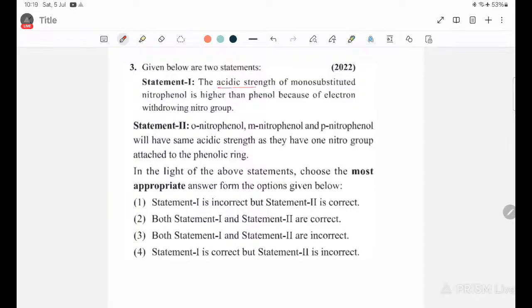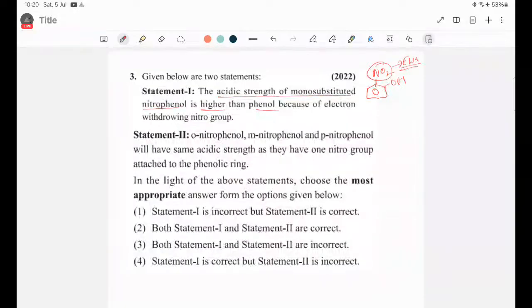Whatever is written, that the acidic strength of mono-substituted nitrophenol is higher than phenol. Now try to figure out what is mono-substituted nitrophenol, because there will be OH and one nitro group. The difference between this oxygen and hydrogen will be increased and the acidity will be increased. So statement 1 is completely correct.